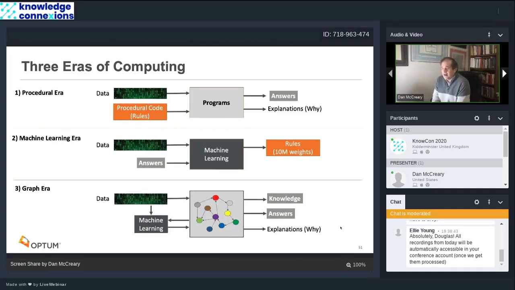The graph era is where we're still using both knowledge graph and machine learning together so that we can combine knowledge and answers, but also create explanations for our stakeholders. Not everybody needs explanations and trust, but in healthcare and a lot of other areas where we're recommending things to customers, those answers are really important. So those are some of the stories.